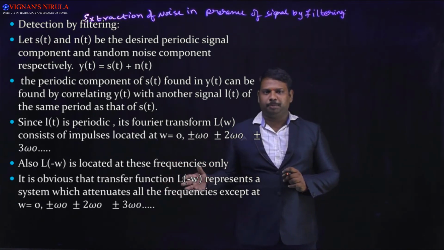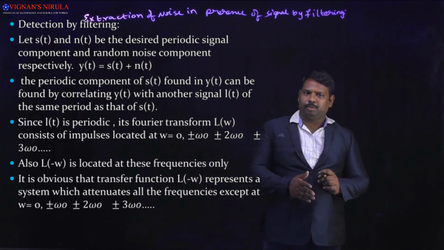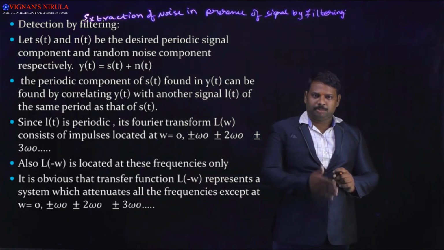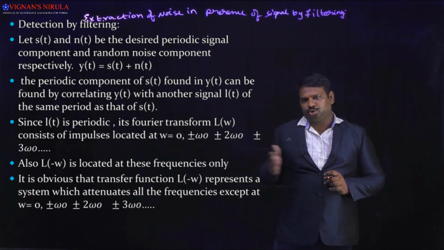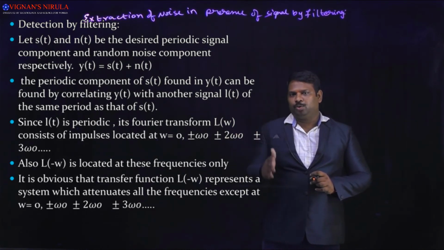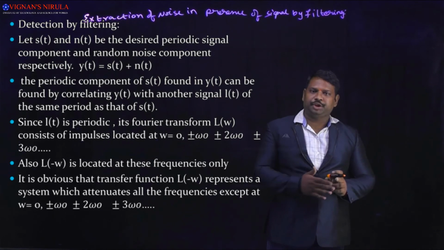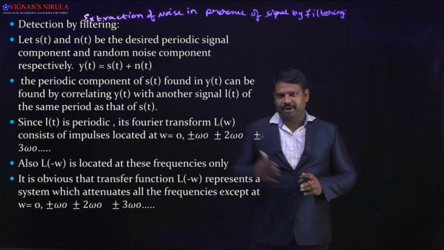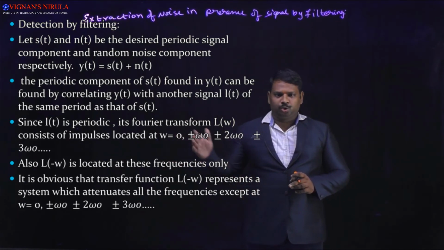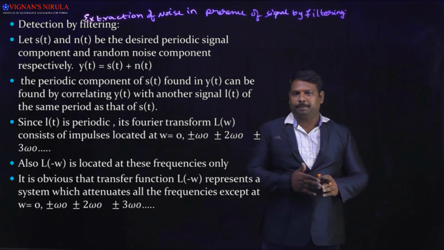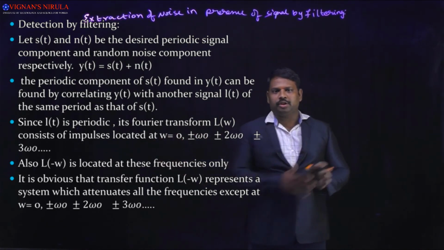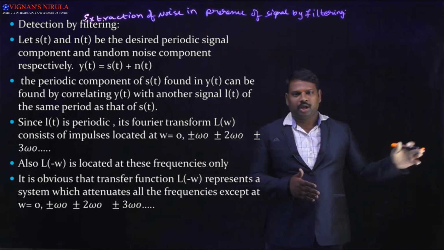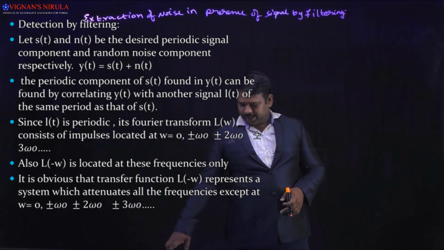Therefore, L of t is said to be periodic, whose Fourier transform L of omega consists of impulses located at omega is equal to 0, plus or minus omega naught, plus or minus 2 omega naught, plus or minus 3 omega naught and so on. And also L of minus omega is located at these frequencies only. It is obvious that the transfer function L of minus omega represents the system which attenuates all the frequencies except at omega is equal to 0, plus or minus omega naught, plus or minus 2 omega naught, plus or minus 3 omega naught and so on.